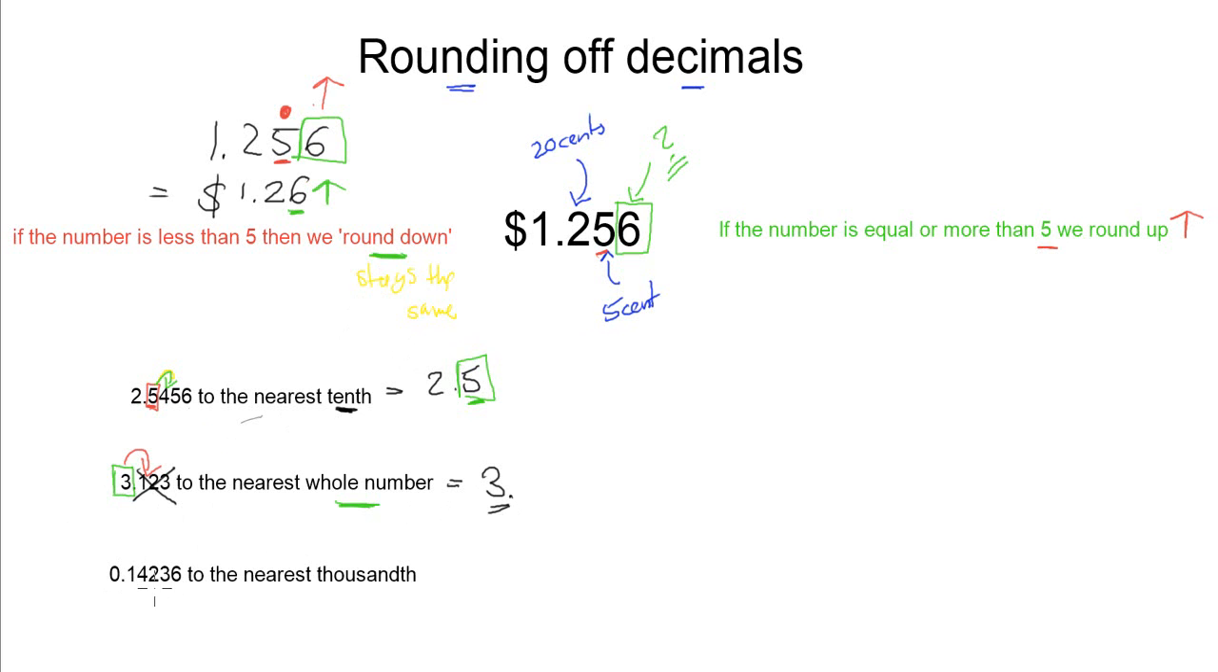Alright, so how about 0.14236 to the nearest thousandth? In this case, this is the tenths, the hundredths, and this is the thousandths column. The number behind the thousandths column is a 3. Same idea. We want to round to the nearest thousandth, so it's going to be 0.142, and the number behind the thousandths is a 3, so that means it stays the same. It stays a 2, because it has to be 5 or bigger for it to go up by 1, right? So now we have removed these decimals at the end, and we've shortened the number by rounding it down to the nearest thousandth.